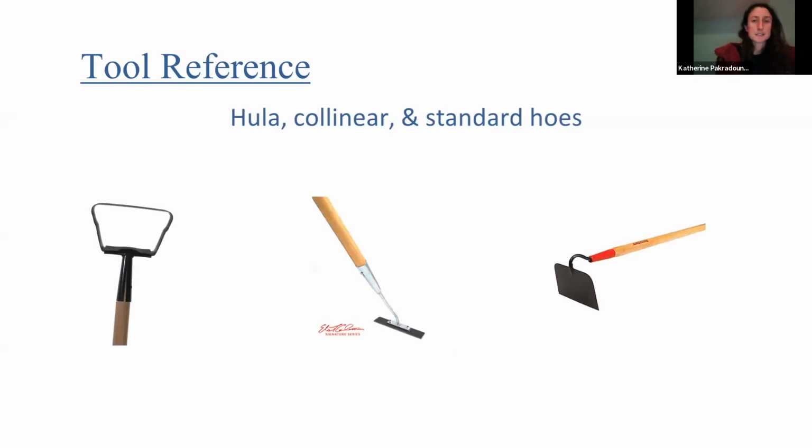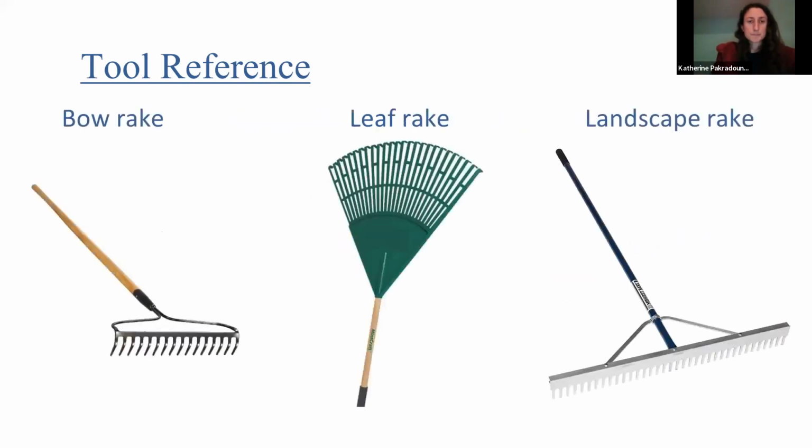Hula hoe, collinear and standard hoes. So your hoes are going to be the things that help you with weeding often. For instance, the hula hoe, when I talked about using a tool to scrape just under the soil surface and cut the weed at the base, these are the tools that you could use for that. So this is going to be a little bit more about weeding. It does disturb the surface of the soil a little bit, so you have to be a little bit careful how you use it.